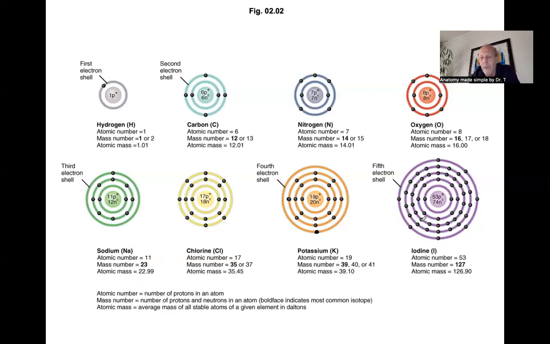Iodine, now a big, huge leap forward with 53 protons and 74 neutrons. So basically you see here 2, then 8 electrons. The third electron shell can contain up to 18 electrons.